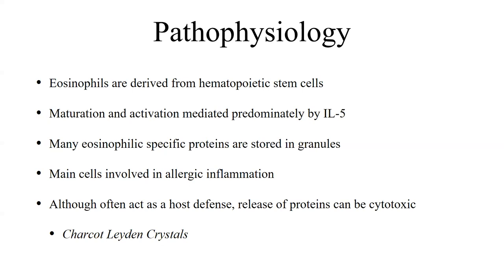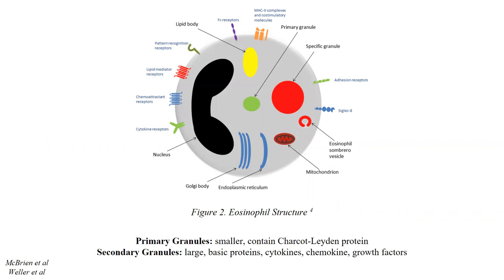I thought this was a good structure of an eosinophil, just to point out some important parts. The granules, like I said, are probably the most important component. They basically store different protein substances. The primary granules are smaller. They contain the proteins that produce the Charcot-Leyden crystals. Secondary granules are larger. They contain the basic proteins, cytokines, chemokines, and growth factors.